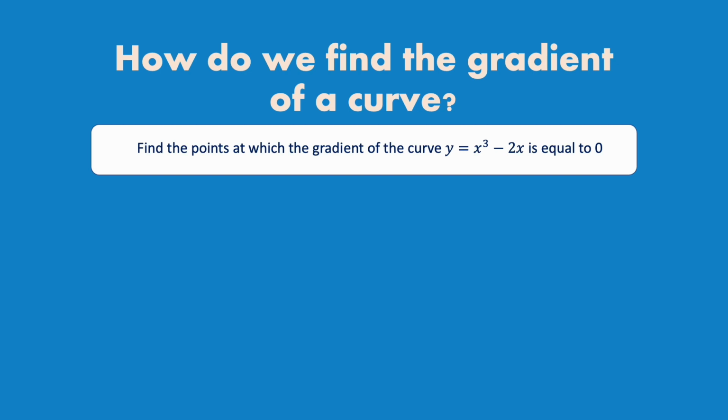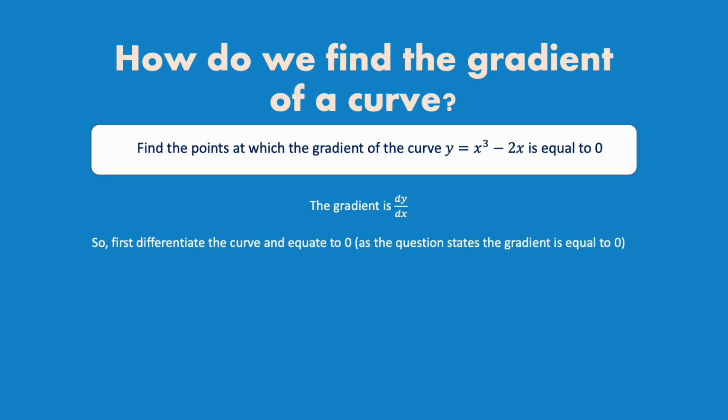So find the points at which the gradient of the curve is equal to 0. So here they've given us a numerical value for the gradient. So what we want to do is we still want to differentiate this to get a formula for that gradient, an equation for that gradient. But then once we get that, we're going to put it equal to the 0 that they've said it is. So here, first things first, let us differentiate this thing. Let us differentiate x cubed minus 2x.